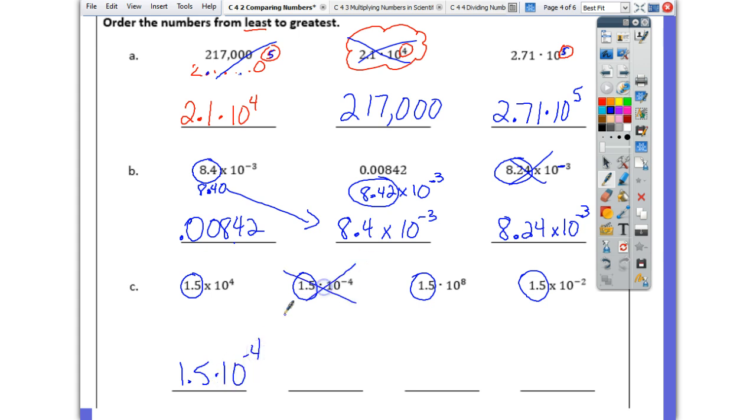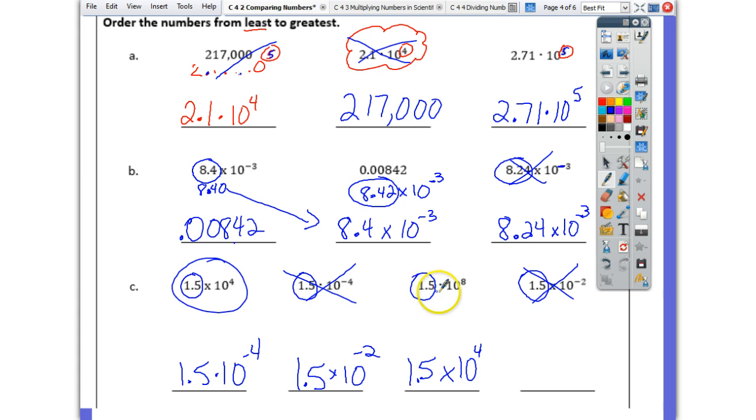That's my smallest. Next will be this one, 1.5 times 10 to the negative 2. And then what's smaller, obviously, out of the 4 and the 8? 1.5 times 10 to the 4th. And then this one would be the largest, 1.5 times 10 to the 8th power.